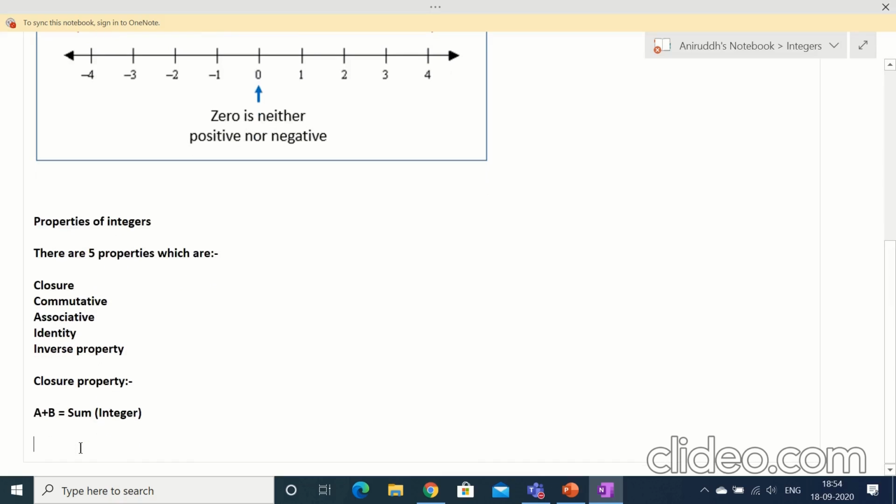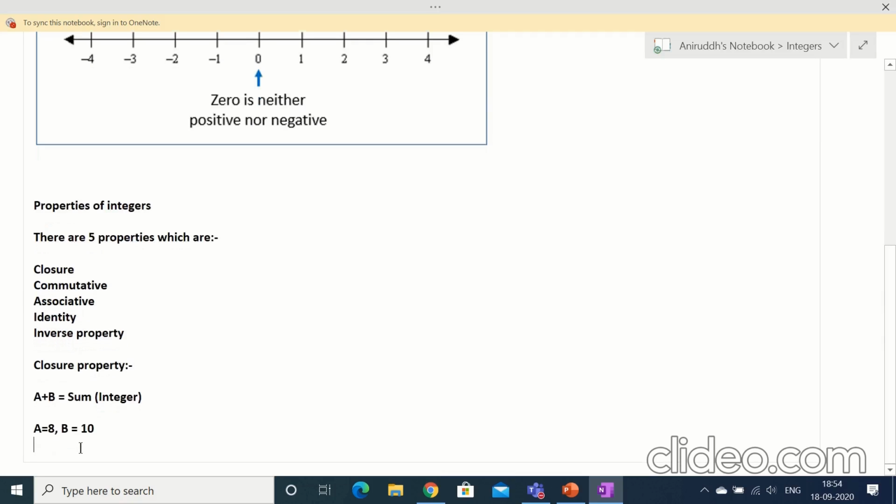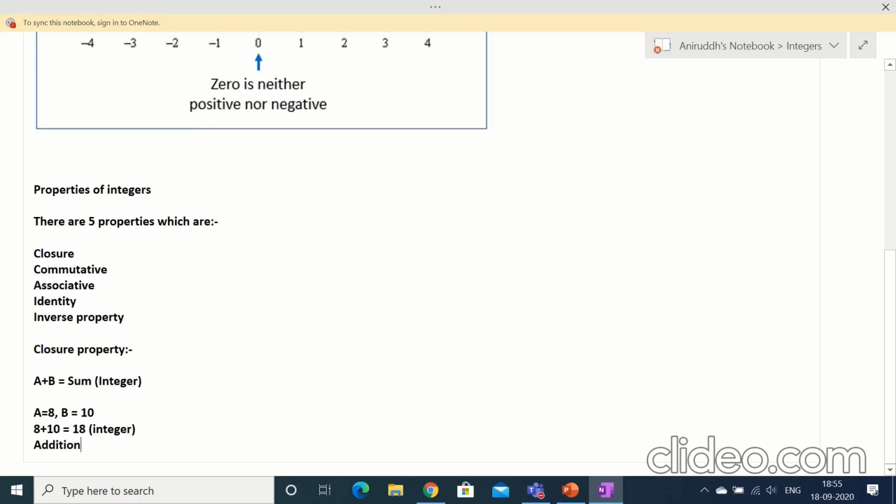Let us check. We'll give numbers to the variables. A will be 8 and B will be 10. Now A plus B should be an integer. So let us check. 8 plus 10. It is 18. 18 is an integer. So we say that addition is closed under integers.